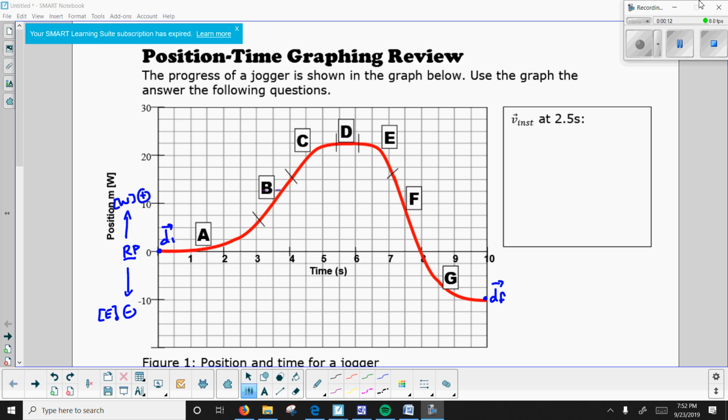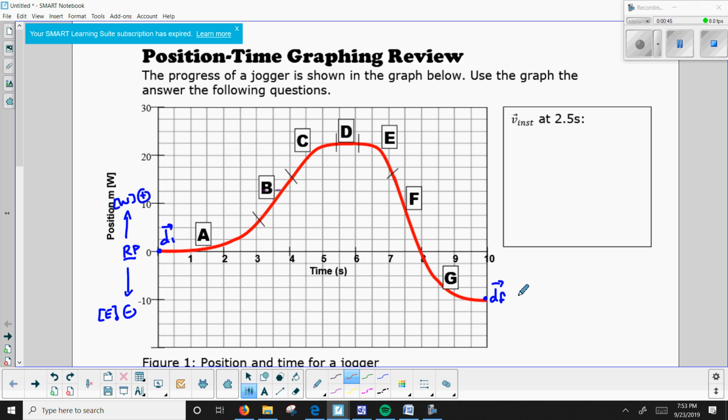So the first thing we want to go through is just a couple of the basic ideas behind a position time graph. For example, the reference point's located at 0. Anything above here is west, going to be positive. Anything negative is going to be going east. We also had a few questions about the initial position of the object. So the object started at 0, so that's at the reference point. And then the object traveled all the way down here. So the final position would be -10 east or 10 meters west of the reference point.